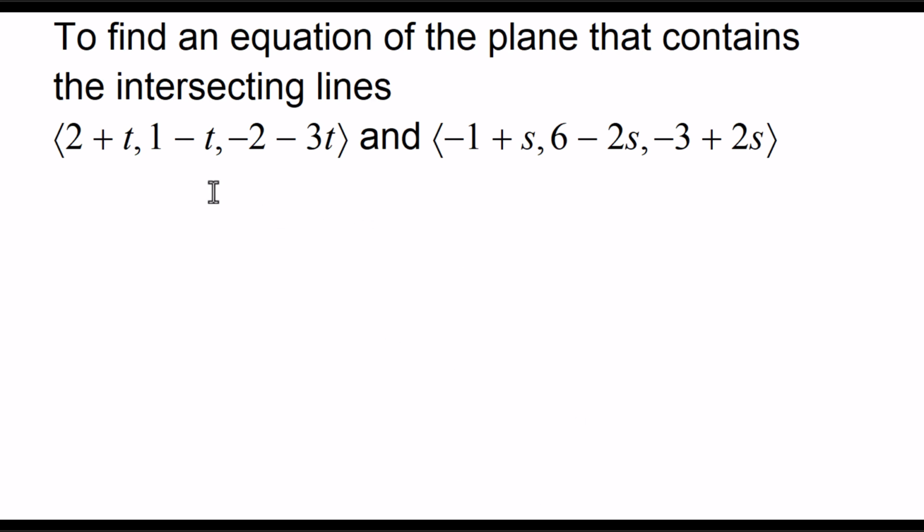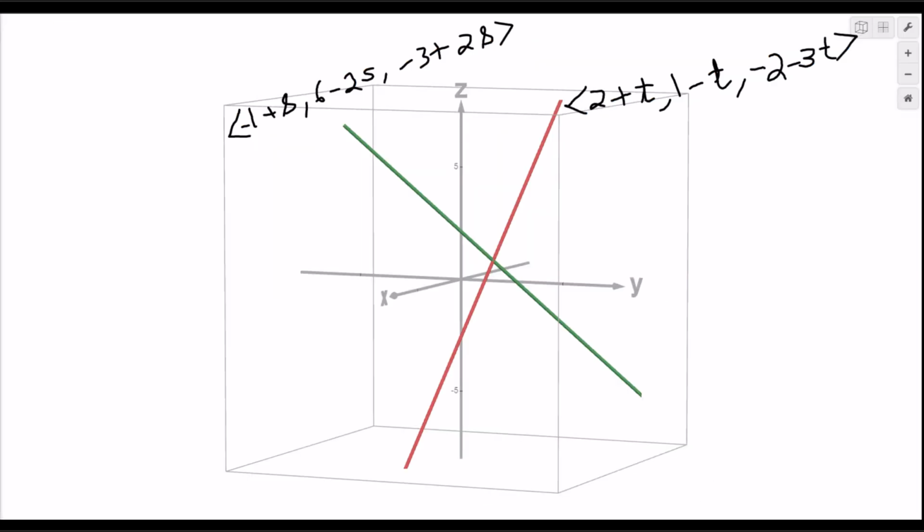So we would like to find an equation of the plane that contains the lines that intersect and are given by these two vectors according to these parameters. What we saw in the previous video was that these two lines intersect at (1, 2, 1). So we have (1, 2, 1) as the point of intersection. That will be a point in the plane.